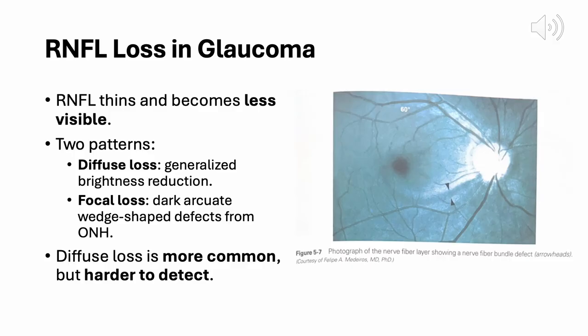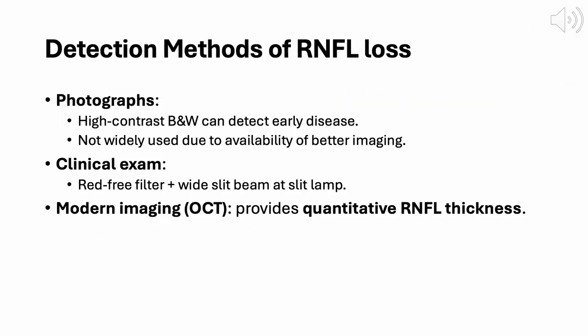In the image here, you can appreciate an example of focal loss. The nerve fiber layer is thinned along a specific arcuate bundle, seen as a dark wedge extending from the disc. Being able to distinguish these patterns is essential for detecting progression early, especially in eyes that may still look clinically quiet. So now that we've seen how RNFL loss can appear clinically, let's talk about how we actually detect it.